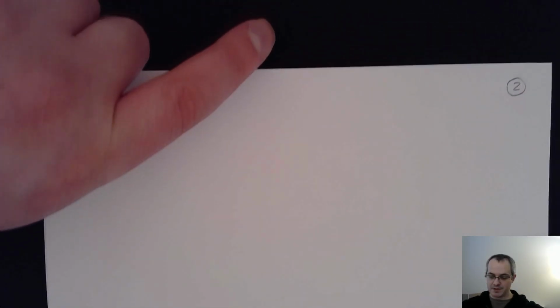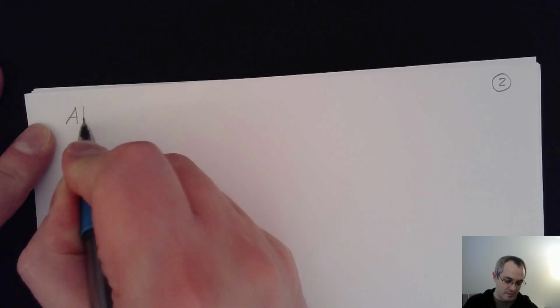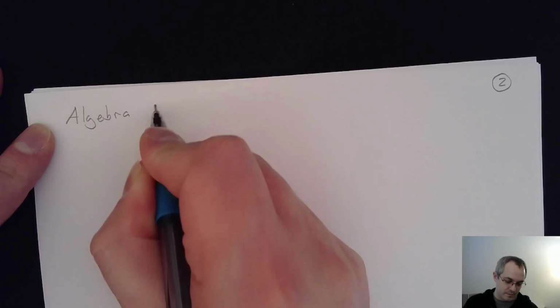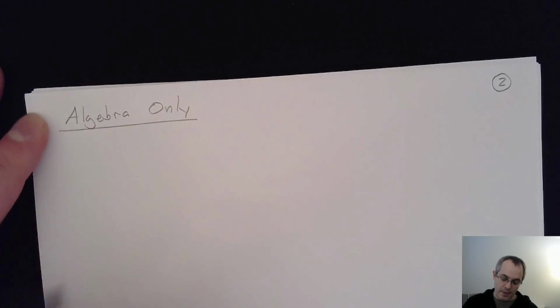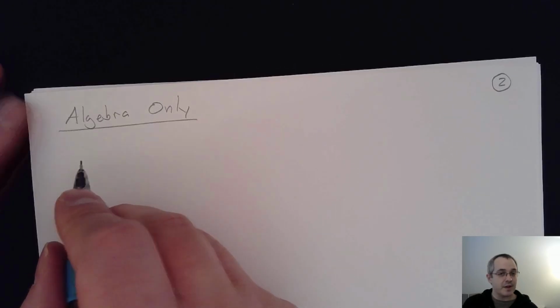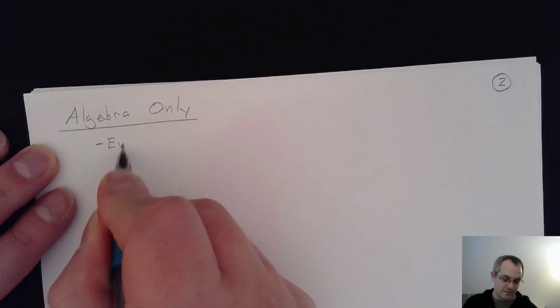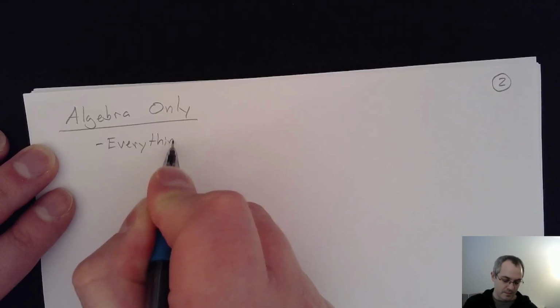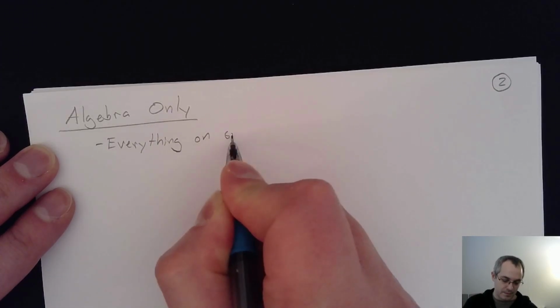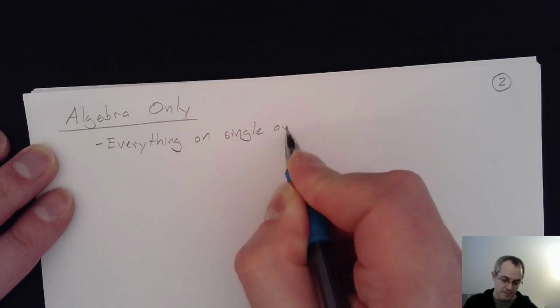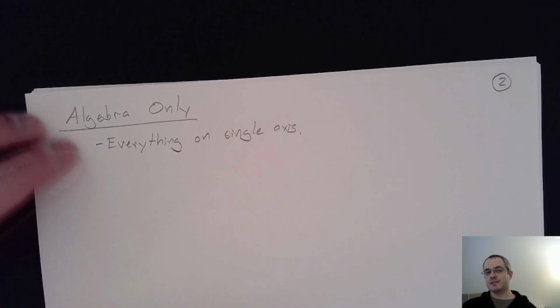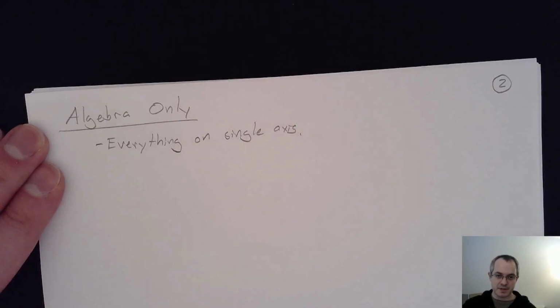So algebra only, let's do that. There are a few things when you're doing algebra only. There are some assumptions or requirements for that. One thing is that everything has to be on a single axis. We could do it on multiple axes, but that's going to make it more complicated to look at. So we'll go ahead and stick with one axis.